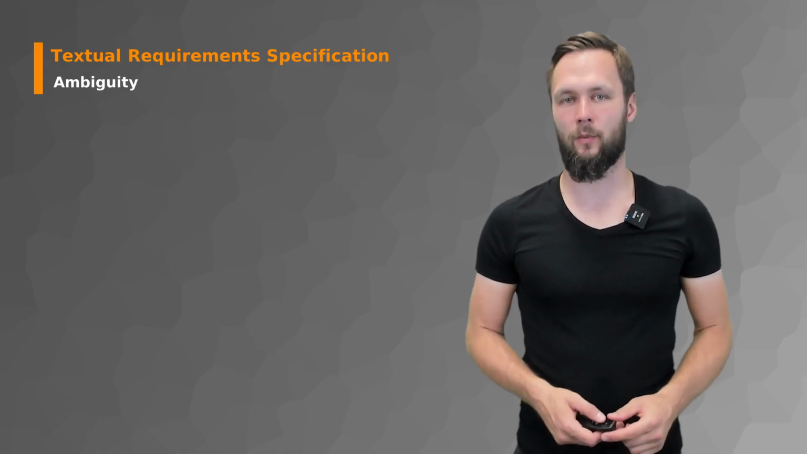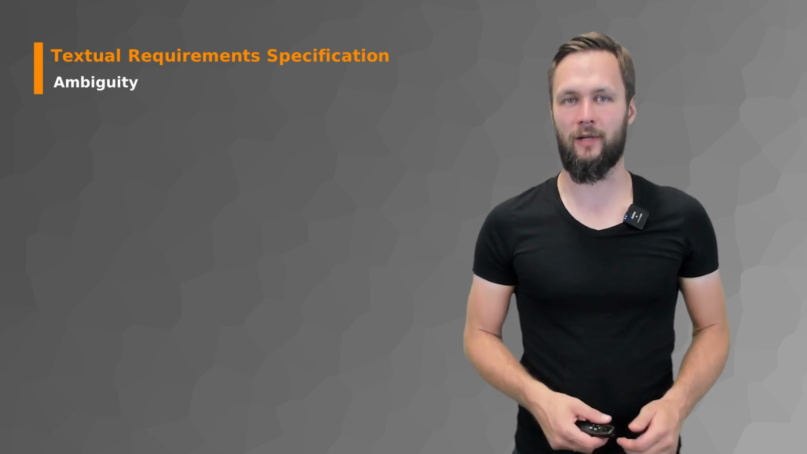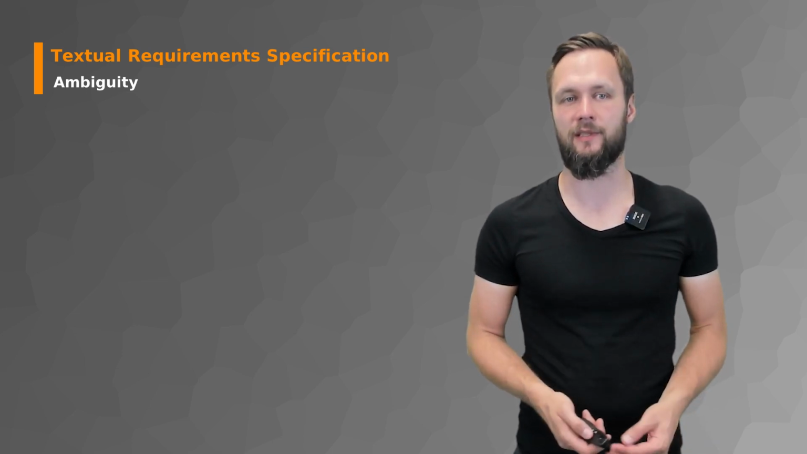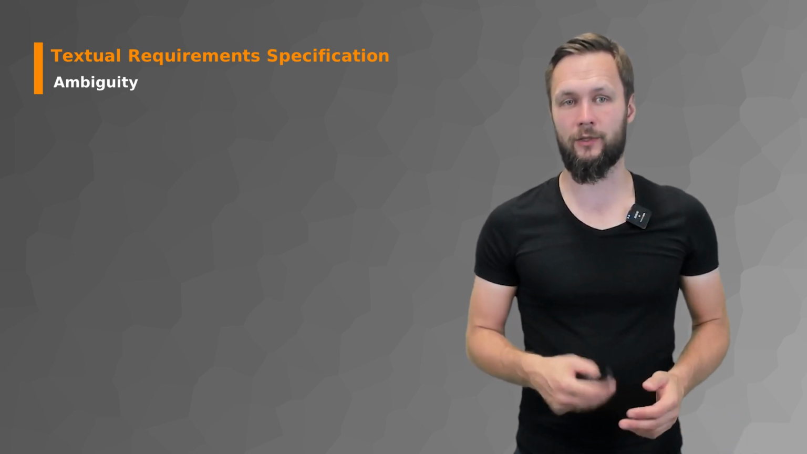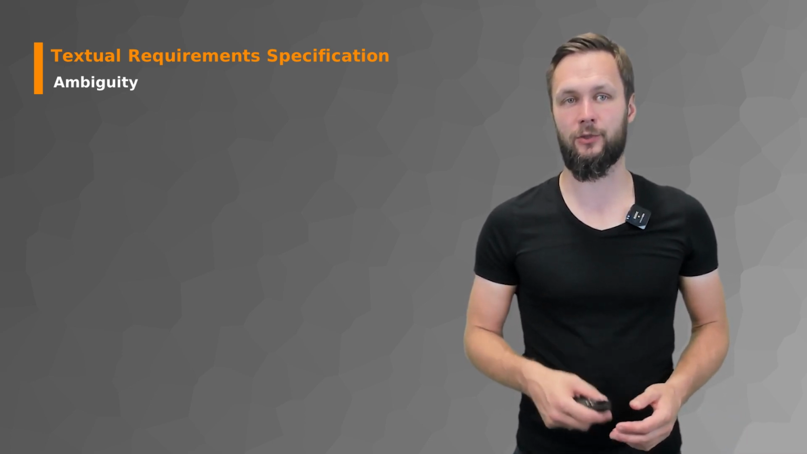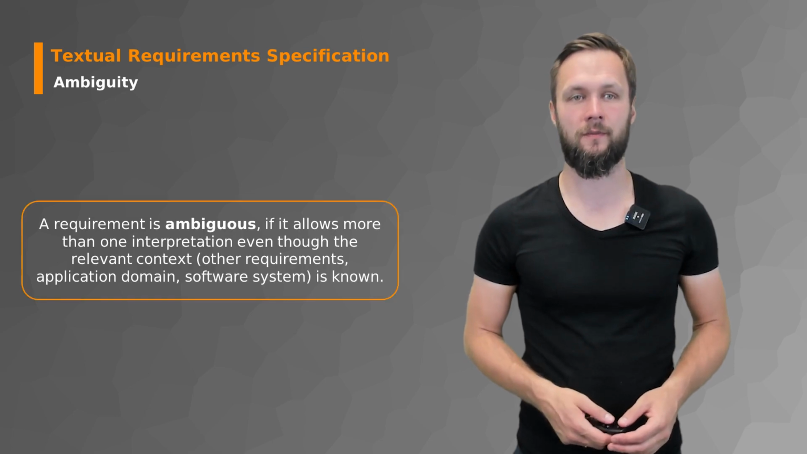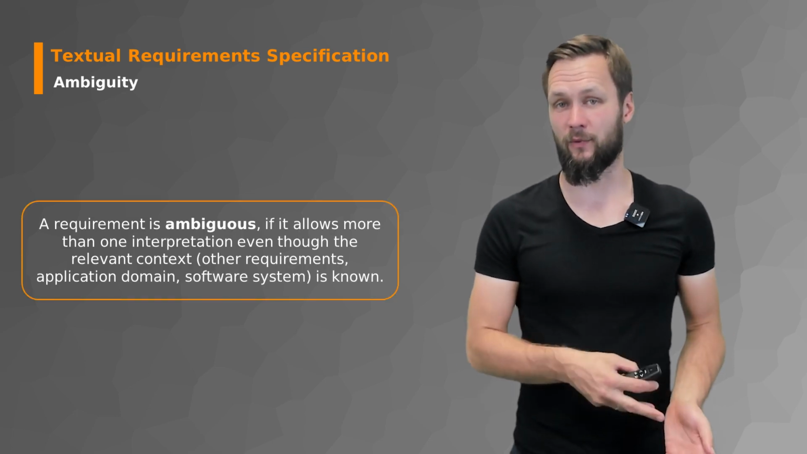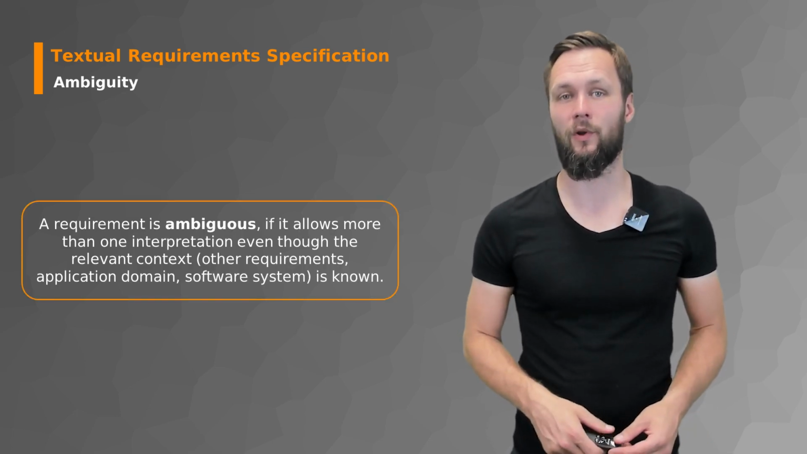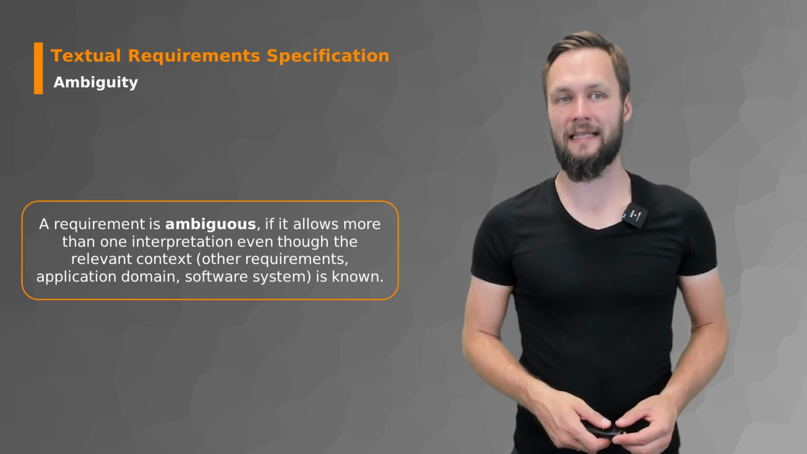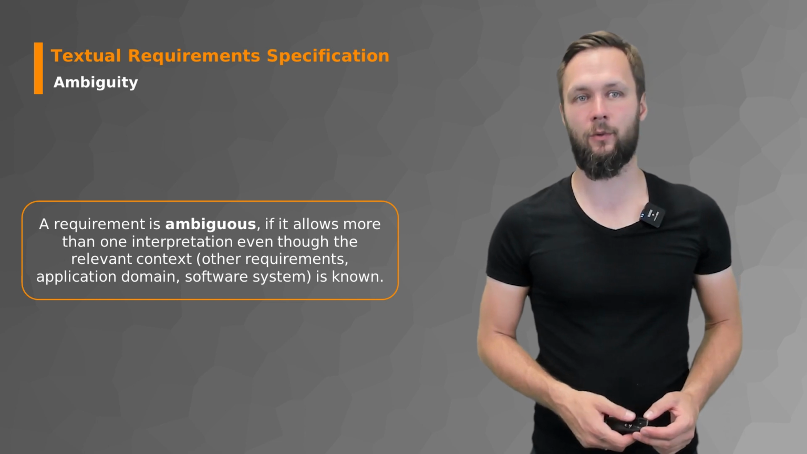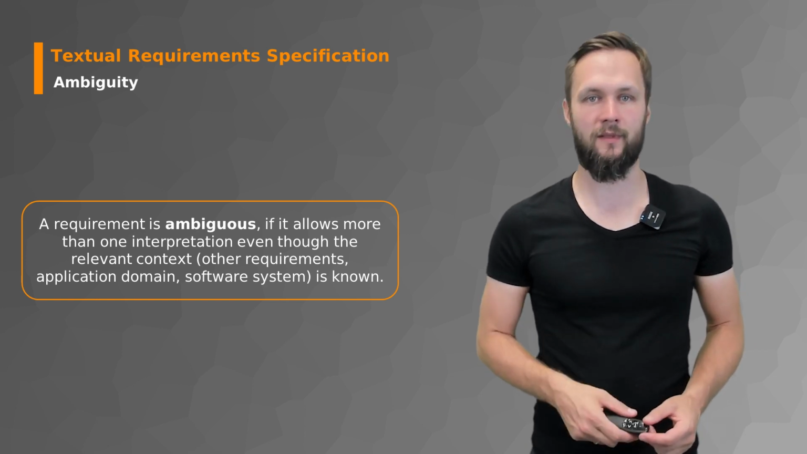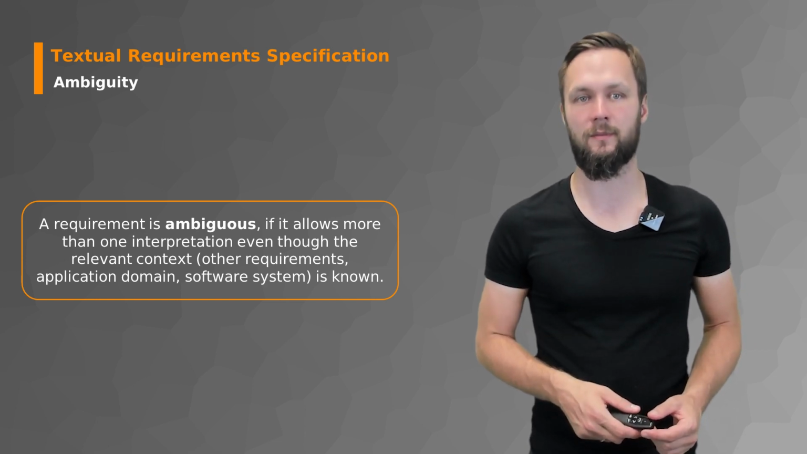One of the most common and challenging problems of natural language communication is ambiguity. And therefore, it's also challenging when we're documenting our requirements using textual methods or approaches. And instead of giving you an example first, this time we're going to start with a definition. A requirement is ambiguous if it allows more than one interpretation, even though the relevant context, like other requirements, application domain, software, system, is known.